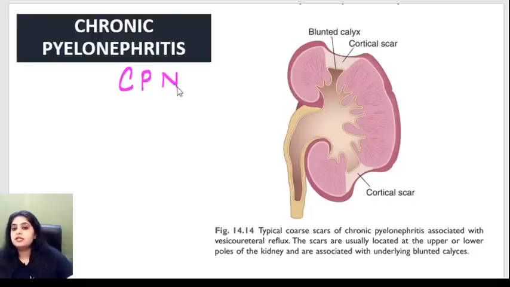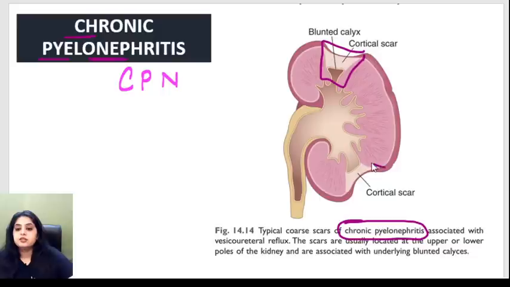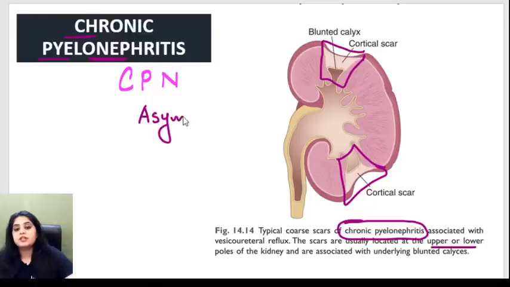What is CPN? It is chronic pyelonephritis. So what do you have to know in chronic pyelonephritis? Here you have a kidney, you have the ureter moving out, and you can see these cortical scars. Please remember, these can be seen very commonly. They are located at the poles. Usually they can be seen anywhere, but they are more commonly located at the upper and the lower poles. And this is an asymmetric contracted kidney.